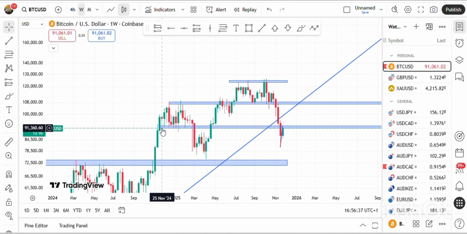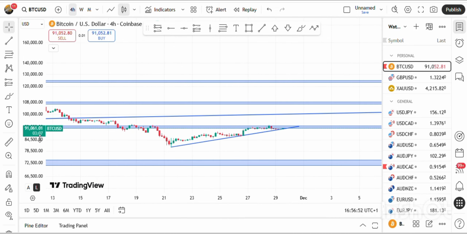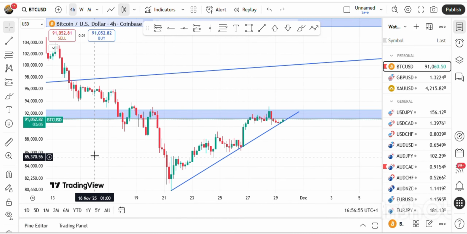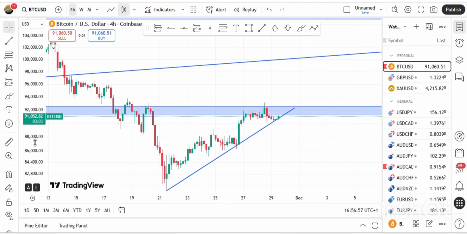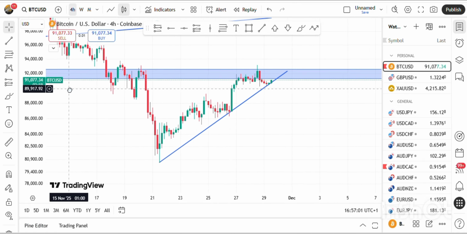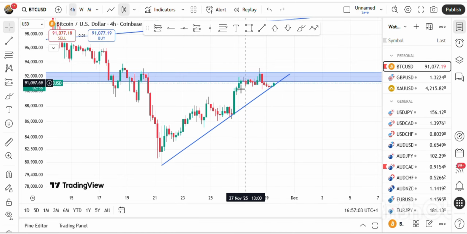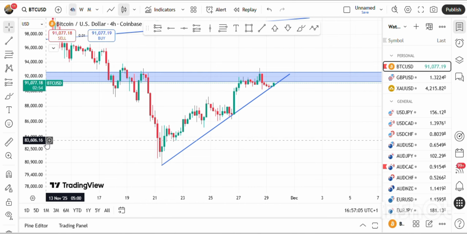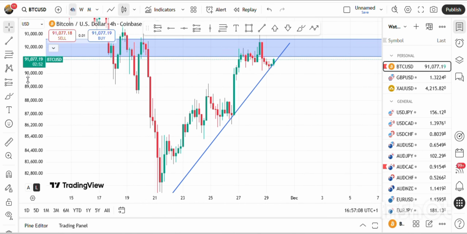Okay, so we can see this where we are right now. See how it respected this area very nicely. Okay, very nicely. You'll notice the same thing here very nicely on here. So we're currently trying to test. We tried breaking it this week, but we couldn't push further. And here we are right now. We're testing again. Right, testing the resistance level again.